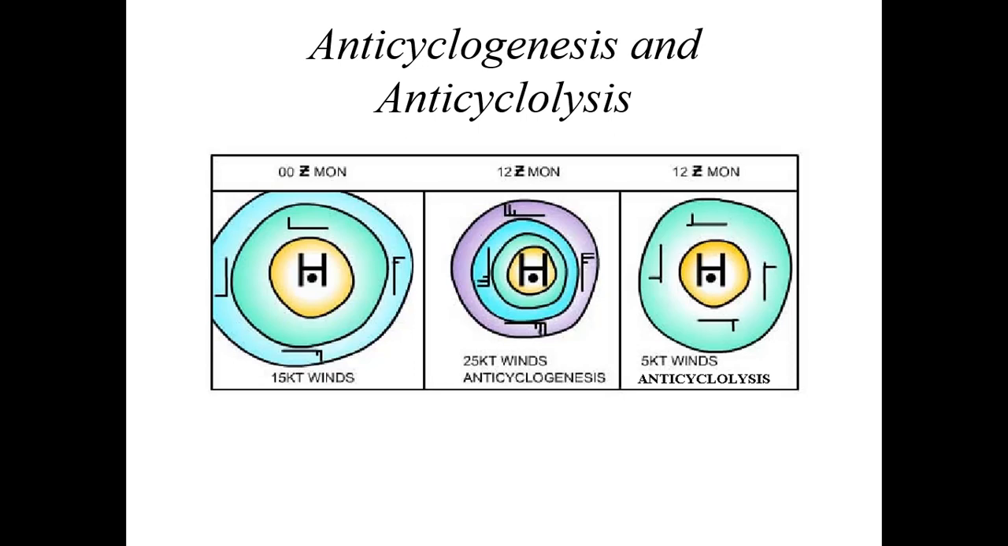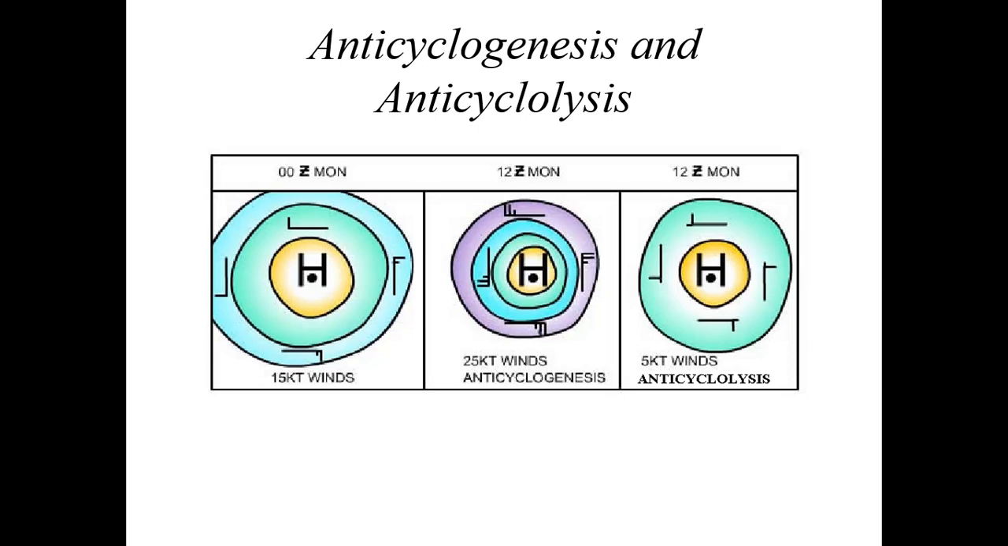And then if I go to the image on the right, this is a case of anticyclolysis, where my wind speeds are now decreasing because my pressure gradient, those isobars, I only have 2 of them now, in the far image on the right, encircling that high pressure system. Therefore, it's undergoing a weakening state. The high pressure is weakening in a case of anticyclolysis.